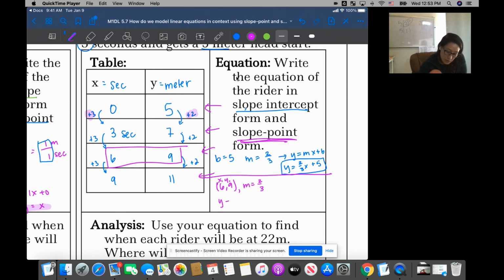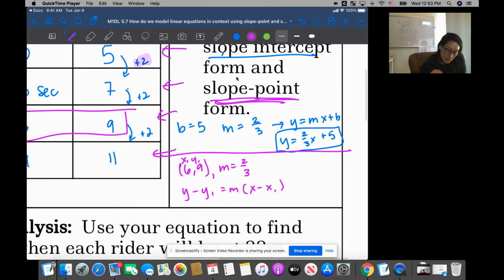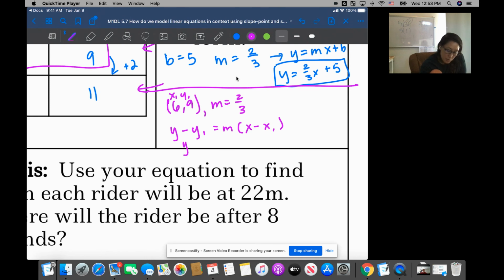So slope point says y minus y1 is equal to m times x minus x1. Okay, so we're going to substitute it in. So y minus 9 from the point is equal to 2/3 times x minus, I look at the x value from my point, which is 6. So y minus 9 is equal to 2/3 times x minus 6. Okay, so this is slope point, and slope intercept is how we wrote it in the beginning.